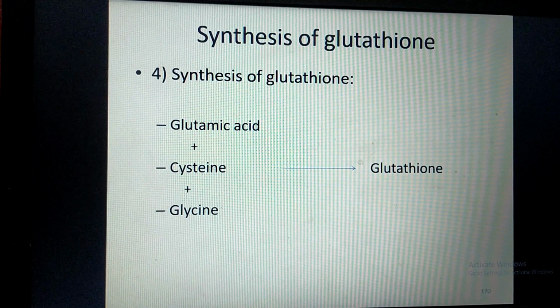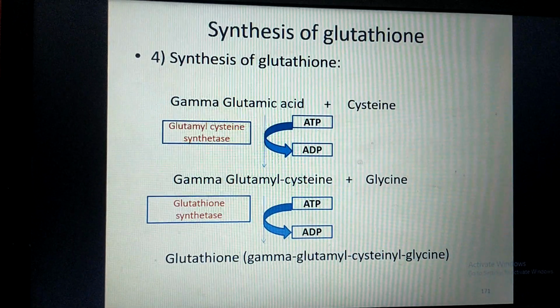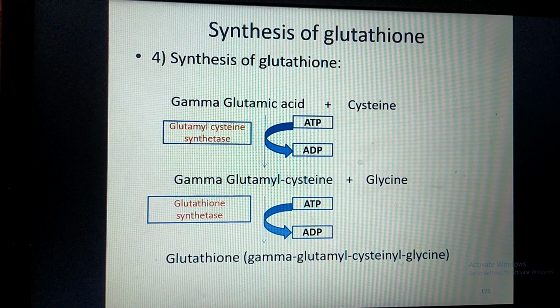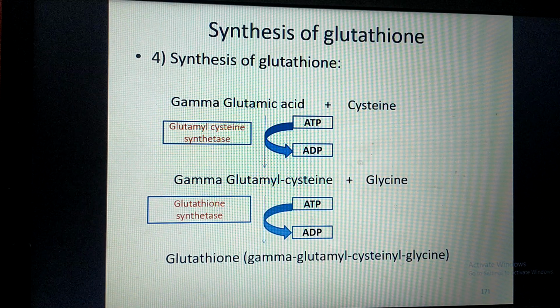Next is synthesis of glutathione. For synthesis of glutathione, you need 3 amino acids: glutamic acid, cysteine and glycine. So in this way glutathione is synthesized. Glutamic acid is also called gamma glutamic acid, because the gamma carbon carboxyl group is used. So gamma glutamic acid combines with cysteine to form gamma glutamyl cysteine.